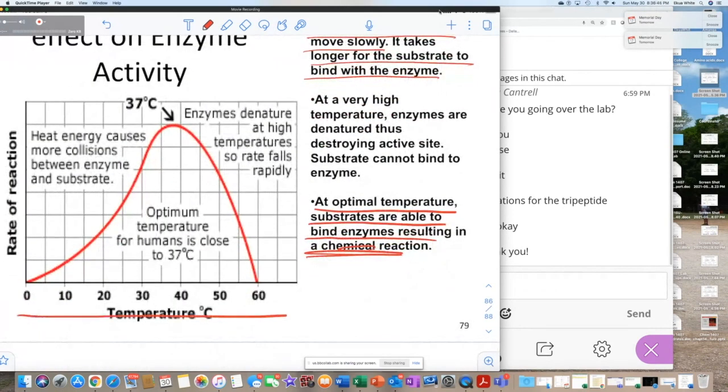So here we have temperature on the x-axis versus the rate of the reaction. When the temperature is too low, the molecules are moving slowly. Both substrate and enzymes are moving very slowly. At the temperature optimum, somewhere here, the reaction is at maximum. When the temperature is too high, enzymes begin to denature, which destroys the active site. Therefore, substrate cannot bind to enzymes.